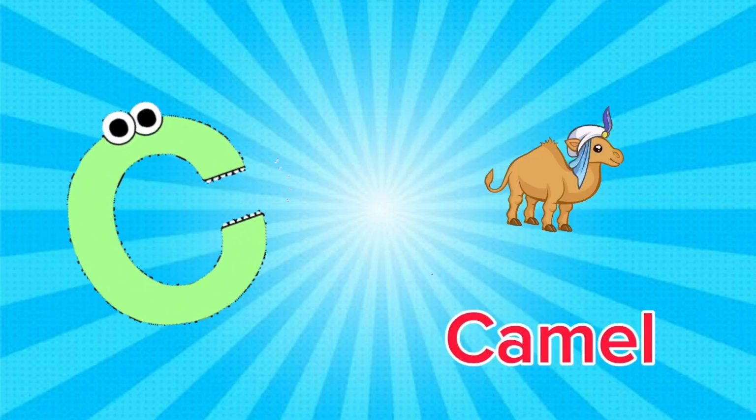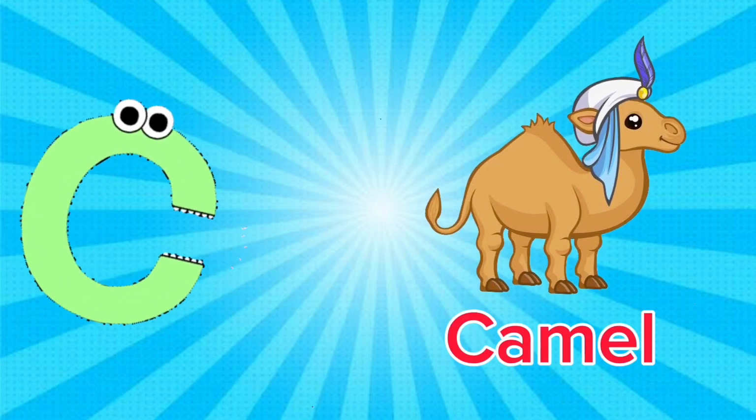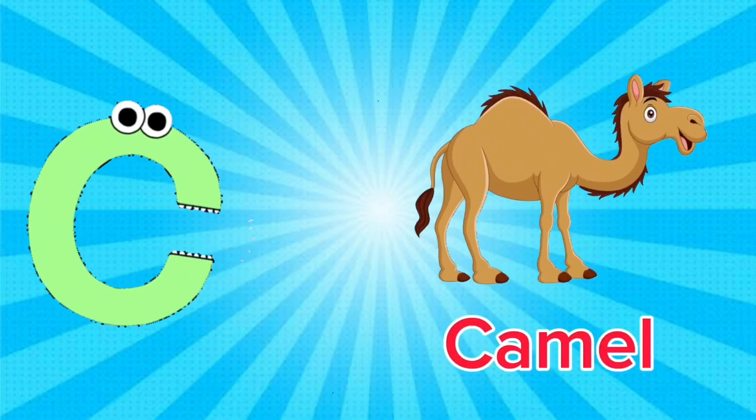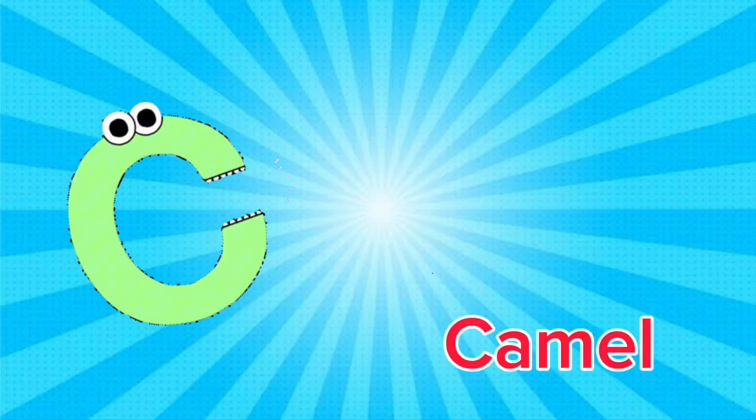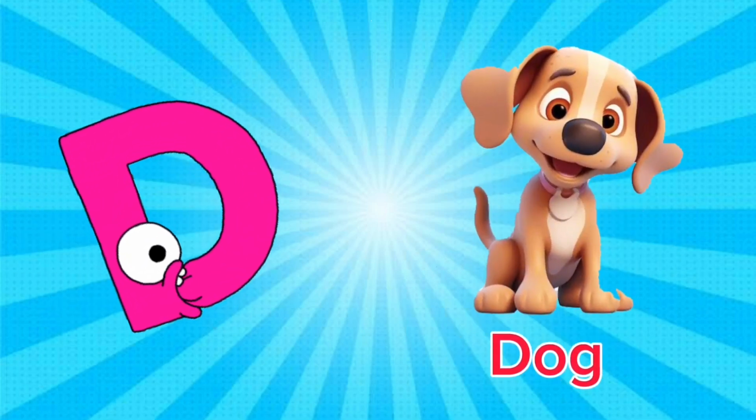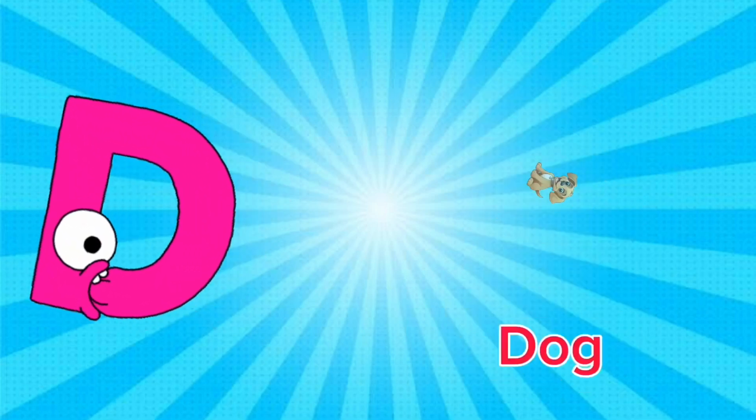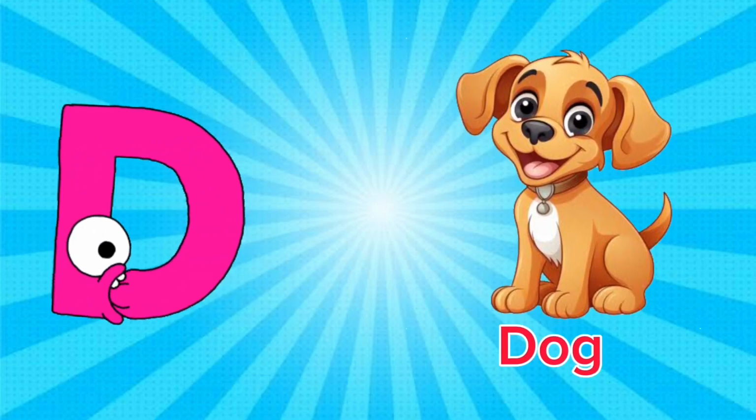C is for camel, camel. C is for camel, k. D is for dog, dog. D is for dog, d.